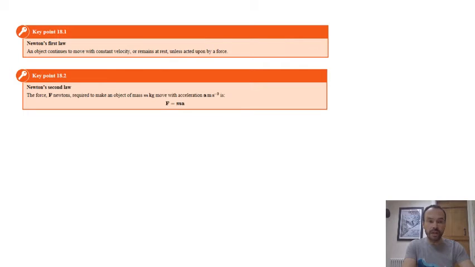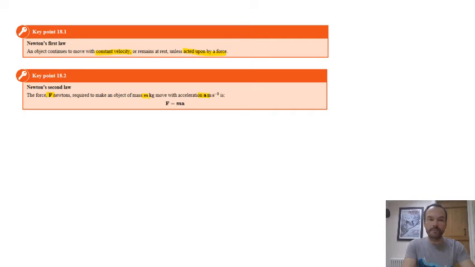Newton's first law, I can't remember if it's part of GCSE physics or not, says that an object continues to move with a constant velocity or remains at rest unless acted on by a force, or there's no acceleration if there's no resultant force. We talk about that state being equilibrium. Newton's second law says that a resultant force F creates an acceleration a when applied to a mass m.